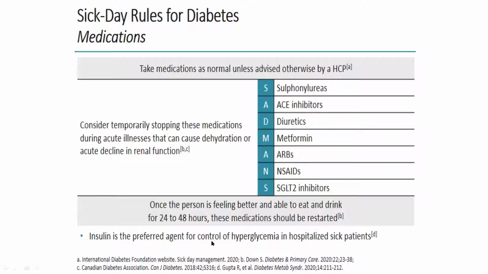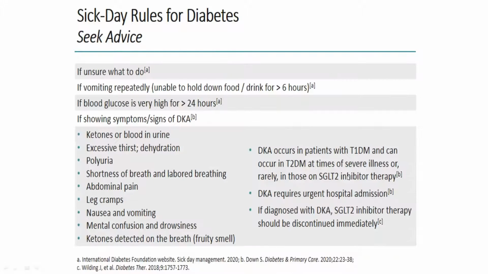As they've said, insulin is a preferred agent in hospitalized sick patients, which we've already talked about. So seek advice. If you don't know what to do, speak to your diabetes team, speak to your endocrinologist, speak to your physician. If you're vomiting repeatedly and unable to hold down your food and drink for more than 6 hours, you may need to come to the hospital to get treatment.